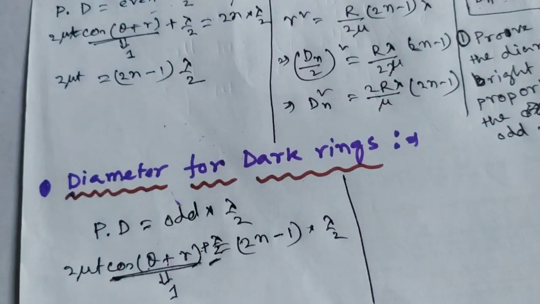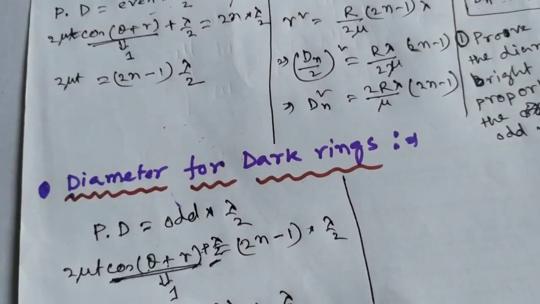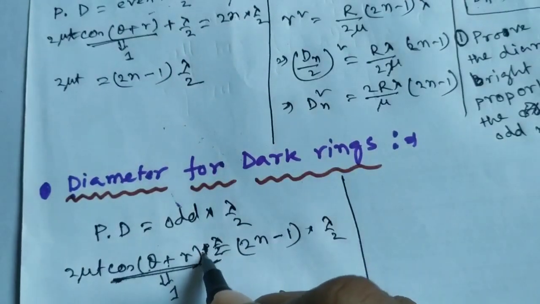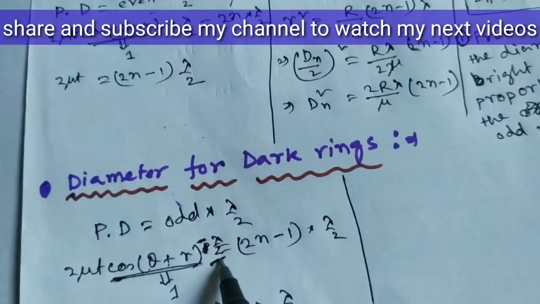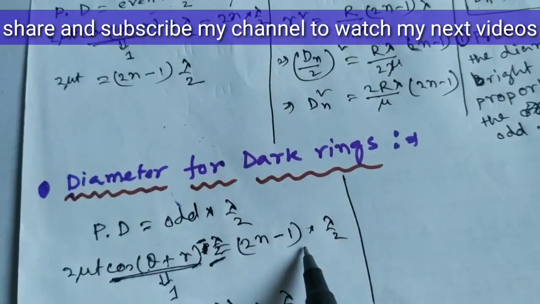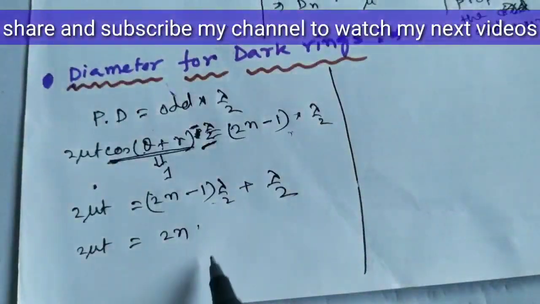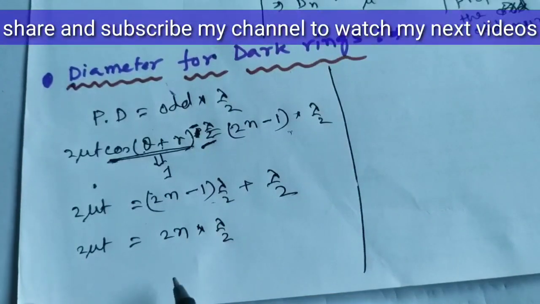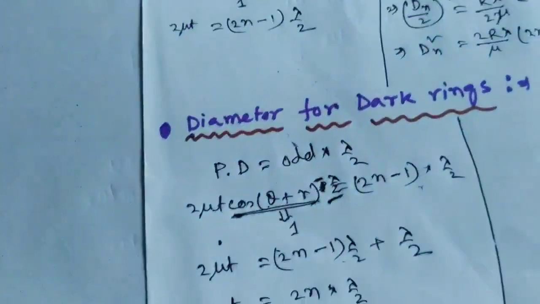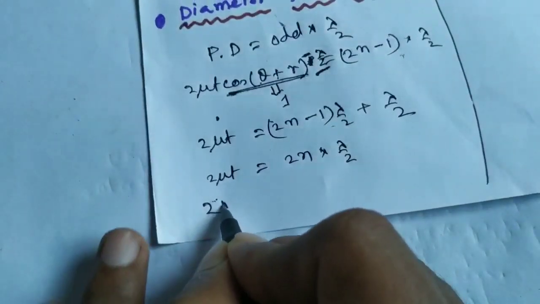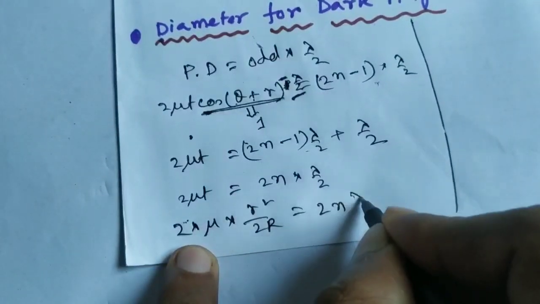Now (2n minus 1) lambda by 2 plus lambda by 2, if we take the minus, then we calculate easily. The path difference is plus or minus lambda by 2, so this is minus lambda by 2, and if it comes to the other side it is plus, so 2 mu t equals 2n into lambda by 2. Now t is r square by 2R, so 2 mu into t equals r square by 2R, which equals 2n lambda by 2.